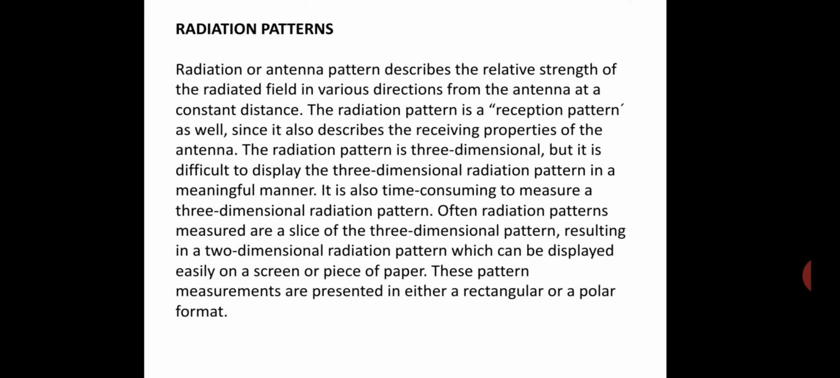What is radiation pattern? Radiation or antenna pattern describes the relative strength of the radiated field in various directions from the antenna at a constant distance. The radiation pattern is a reception pattern as well, since it also describes the receiving properties of the antenna. The radiation pattern is three dimensional, but it is difficult to display it in a meaningful manner. It is also time consuming to measure a three dimensional radiation pattern.